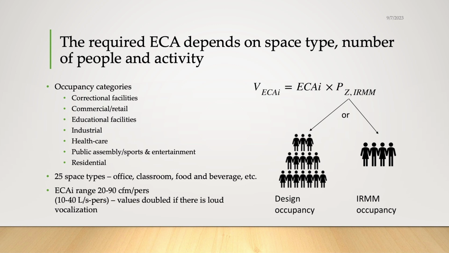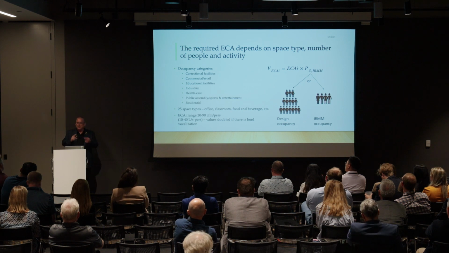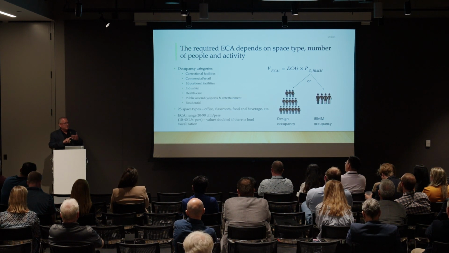Also, restaurants would fall in there. And there are 25 space types right now, so not like the 125 or so space types in 62.1, but that list can be expanded. The equivalent clean airflow per person varies from 20 CFM per person to 90 CFM per person, which may give you some idea why A, you don't want to do it with outdoor air, and B, you may not want to do it all the time.